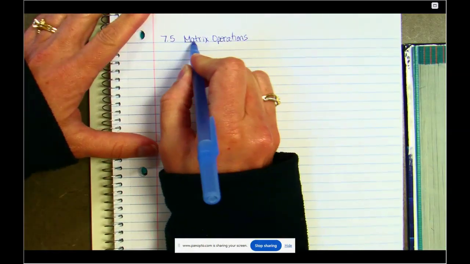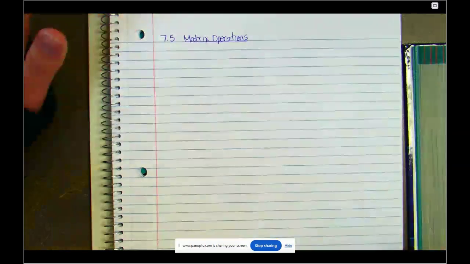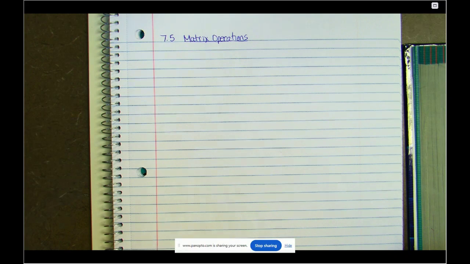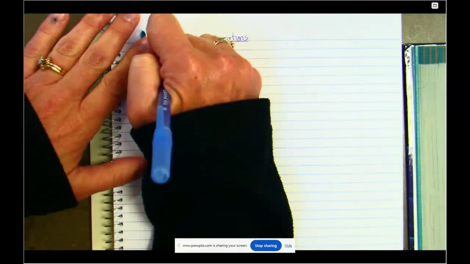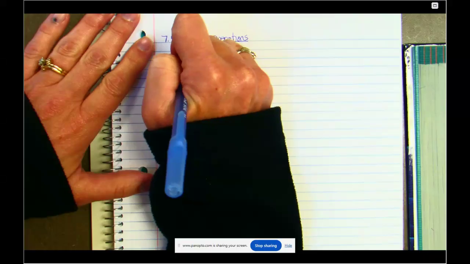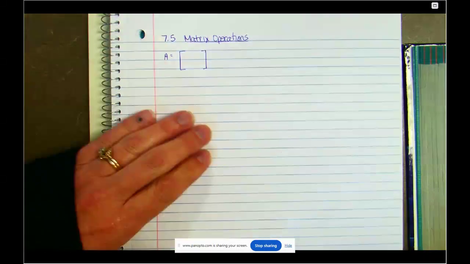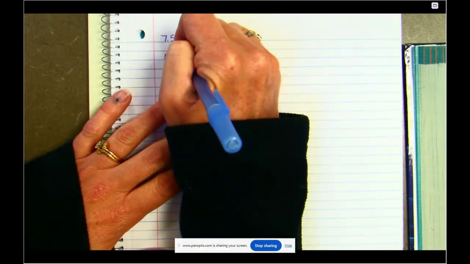So we're talking about matrix operations. We talked about using matrices to solve systems of equations. Now we're going to talk about how you can add and subtract matrices and you can multiply matrices. So we're going to write down four-ish matrices that we're going to use. I want you to write these down so you can refer to them.